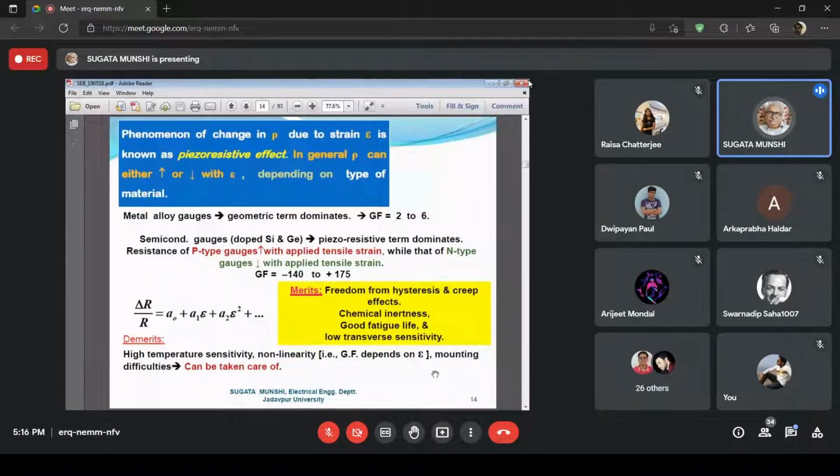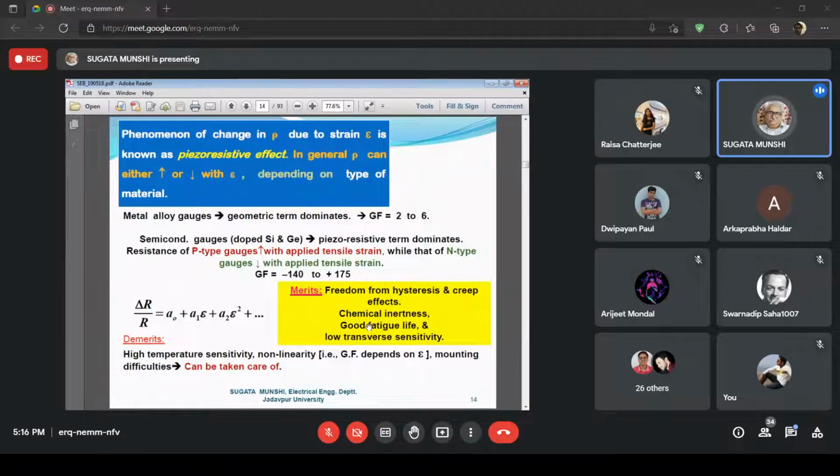Now, therefore, semiconductor gauges are highly sensitive. Their merits are they are free from hysteresis and creep effects. Creep effect means there is a change in the bonding between the backing material and the object, thereby changing the characteristic. That is called creep. Chemical inertness is another advantage of semiconductor gauges, as are good fatigue life and low transverse sensitivity.